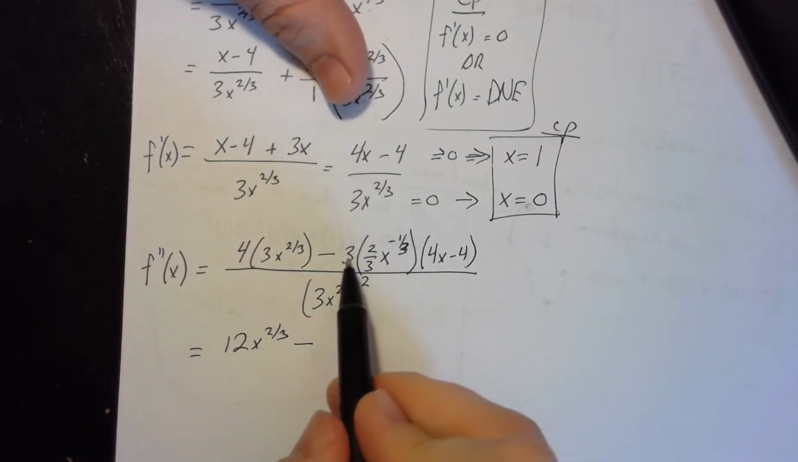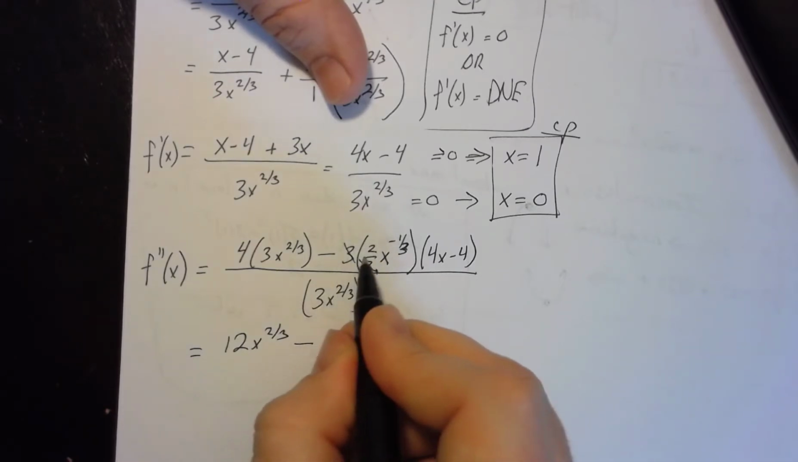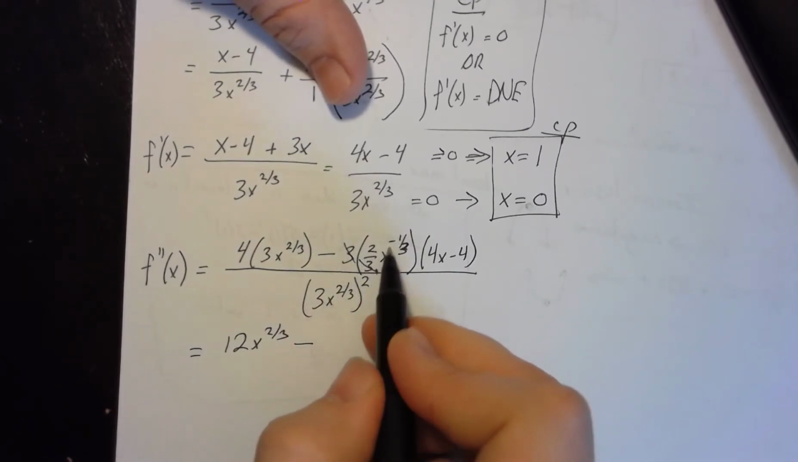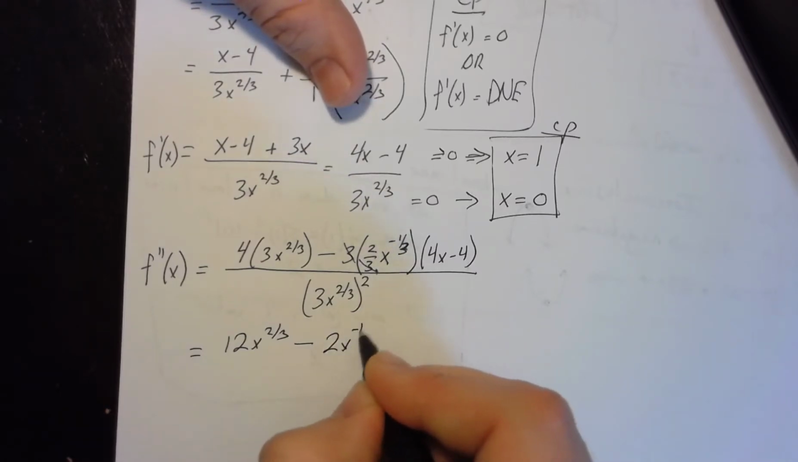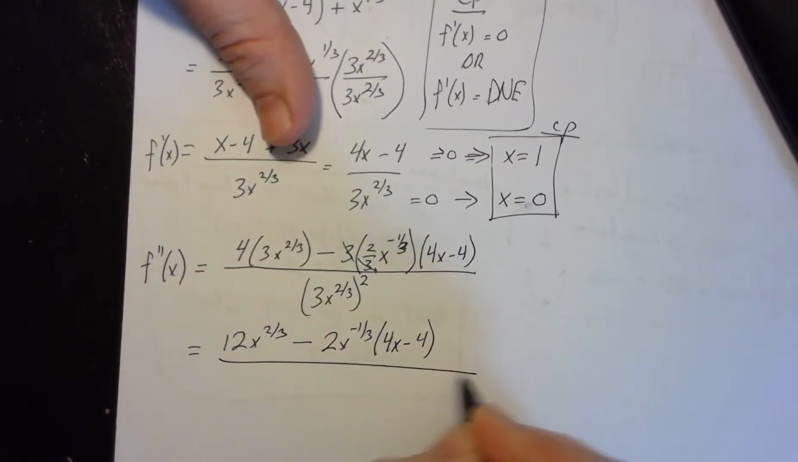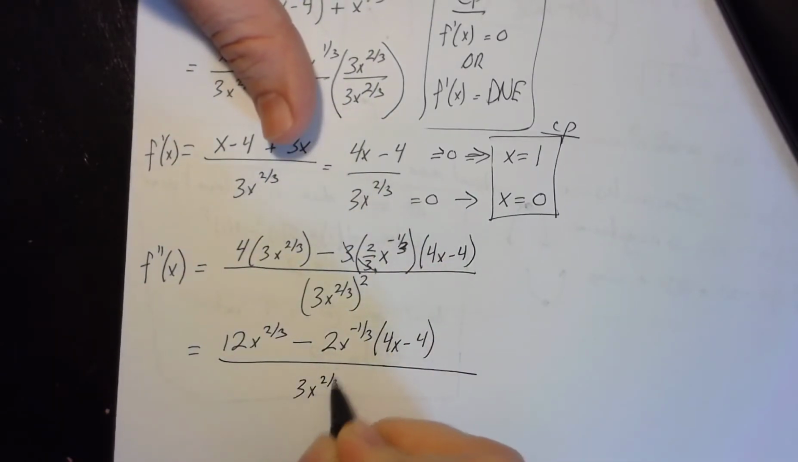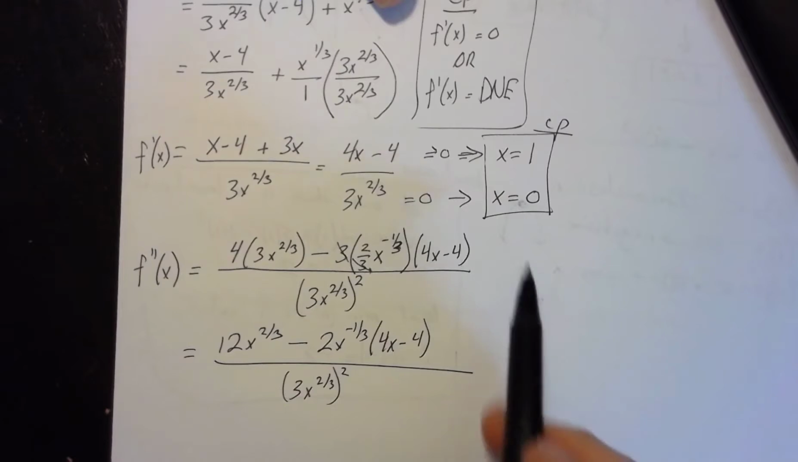Next thing I'm going to notice is that this 3 and this 3 in the denominator of this second piece can cancel each other out, leaving me with simply 2 times x to the power of negative 1/3. So that's going to give me 2x^(-1/3) times (4x - 4), all divided by (3x^(2/3))^2. Now, the last piece I'm going to simply worry about is plugging in 0.